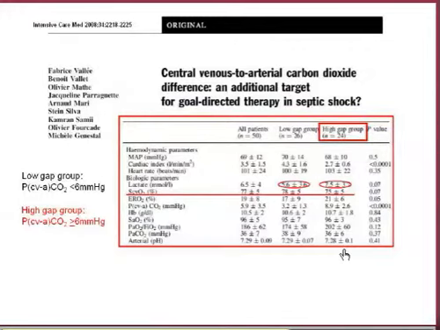And so they used the PICCO device in order to increase the cardiac output. You can see that when we split them into low gap and high gap, we still have very high lactate levels, 4.6 here and 7.5 there. And the SvO2 is 78 and 75.